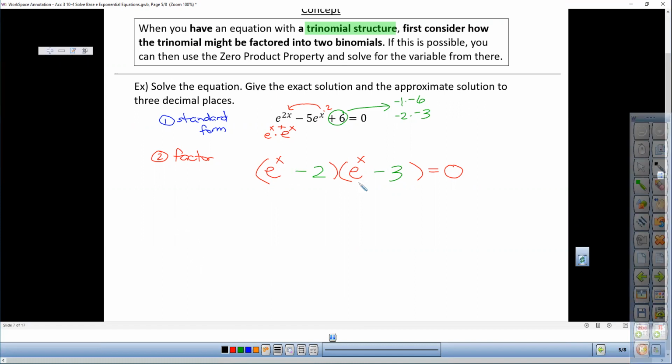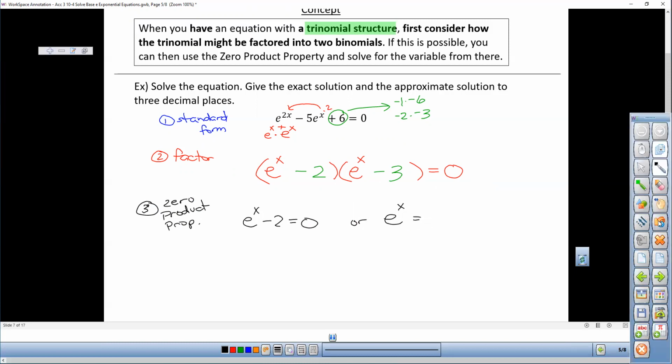So now we have a product of two factors equals 0. So remember, anytime in our math, in our algebra, when we create a product of factors equals 0, the next step will be to use our zero product property, which says that if the product of factors equals 0, then either the first factor equals 0 or the second factor equals 0.